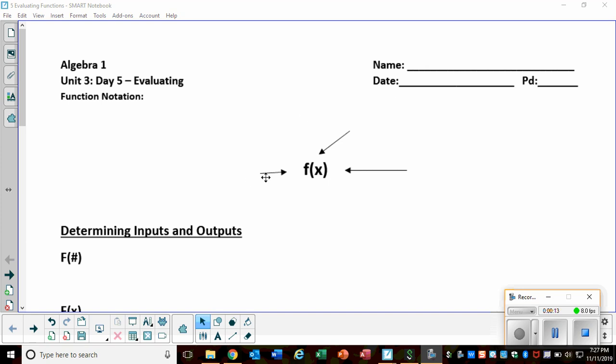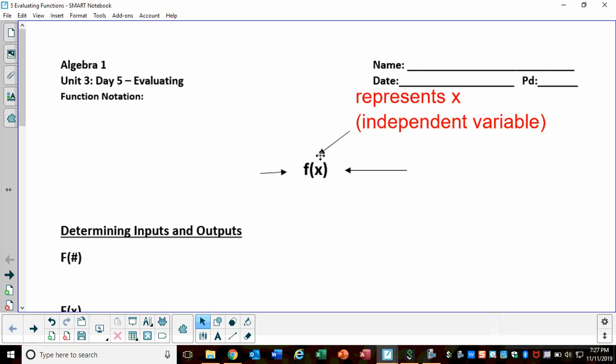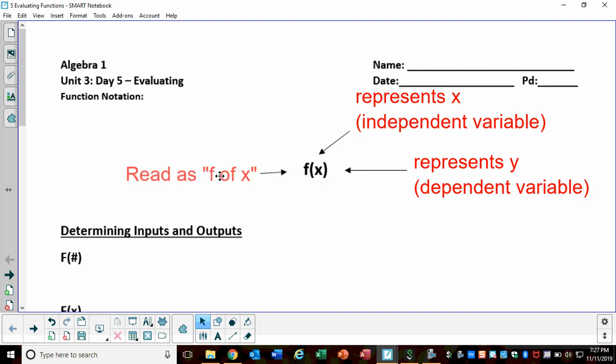So there are 3 things that we're going to talk about. The first one is the x inside the parentheses. That is representing your x value, your independent variable, your input into the function. The f of x represents the y, or dependent variable, the output you get when you put that specific x into the function. The whole thing together is your function notation, and it is read as f of x.